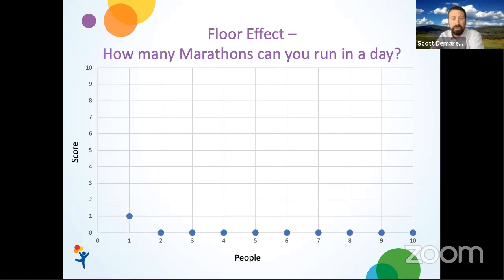On the other side of things, there's the floor effect. So for an example here, we could think about marathons, just to have a real world example. So there's 10 of us who might be on this call who we're going to measure whether we can run a marathon in one day. Eric Marsh is on the call, and I know that he can run a marathon in one day. So Eric gets a 1 for running a marathon, and the rest of us can't run a marathon in one day. So we all get 0s.